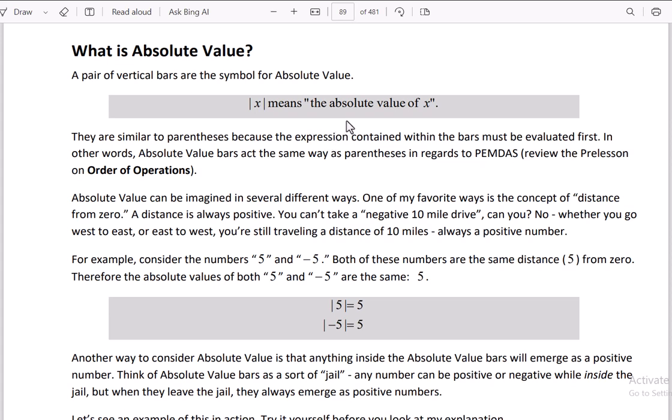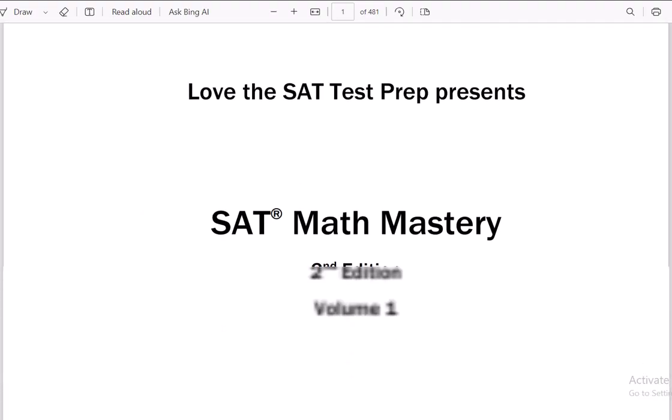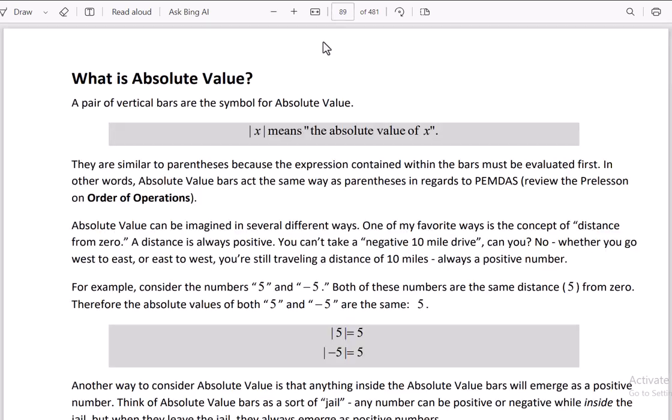Now, the text we're working with is from SAT Mastery Book One. Let me just go to their homepage and show you what it looks like. So this is SAT Mastery Book One. I think this is one of the best materials I've seen thus far concerning the SAT. So let's go ahead and solve the question on the topic we have for today, and that's absolute value.